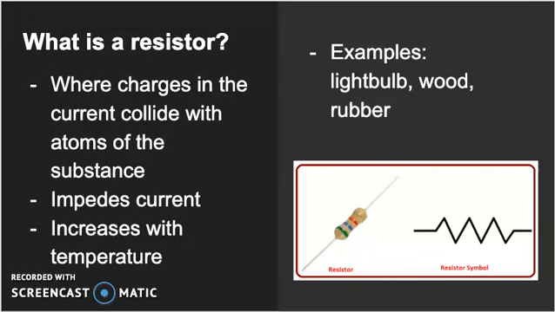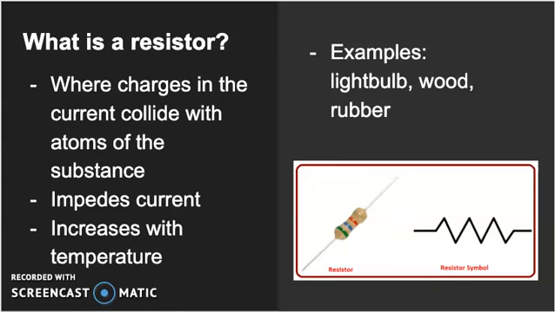And resistance increases with temperature. And there's a lot of common examples. A light bulb, like a headlight in a car connected to a circuit, is a resistor. And certain materials also provide resistance, like wood and rubber and others. So we're going to look at an example to apply this a little bit more.